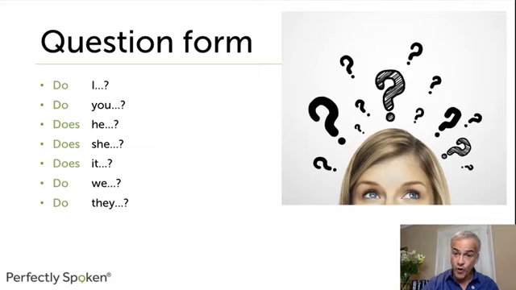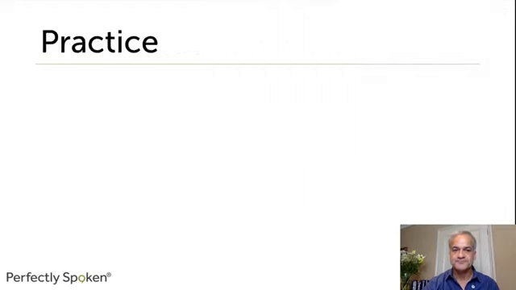The question form, do I, do you, does he, does she, does it, do we, do they. Now, let's have a bit of practice. Now, here, this is the verb. It's not an auxiliary, it's the verb. And the verb is to make, like to make. So in number one, my homework every day.